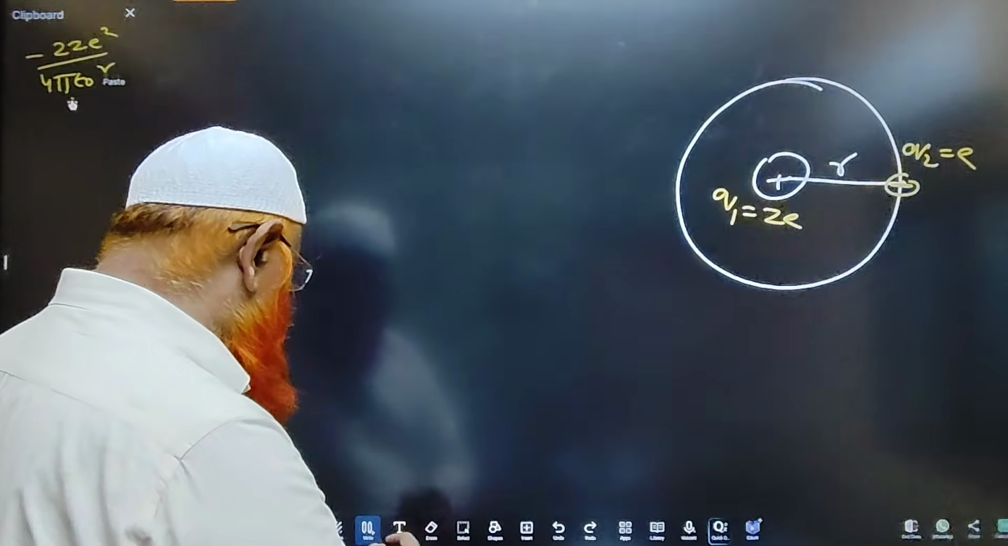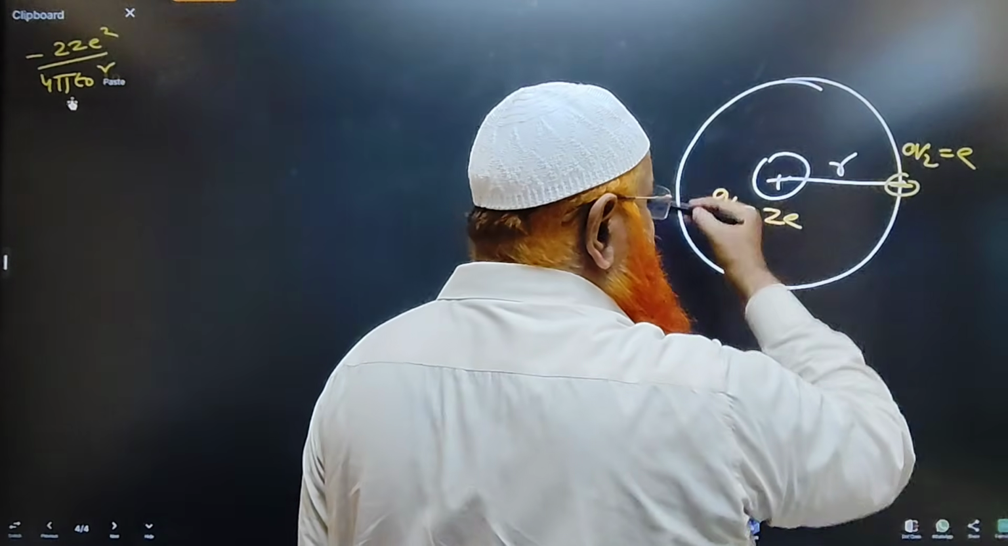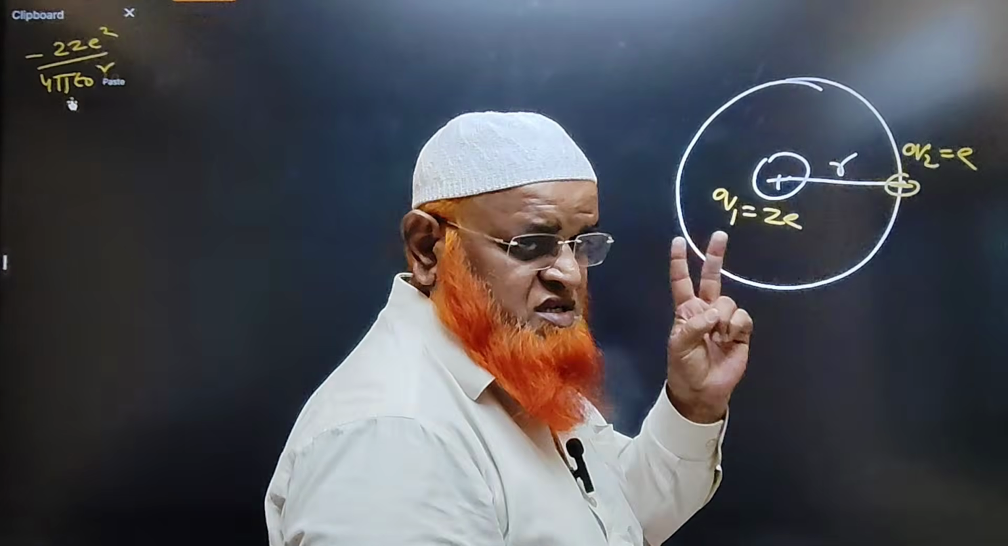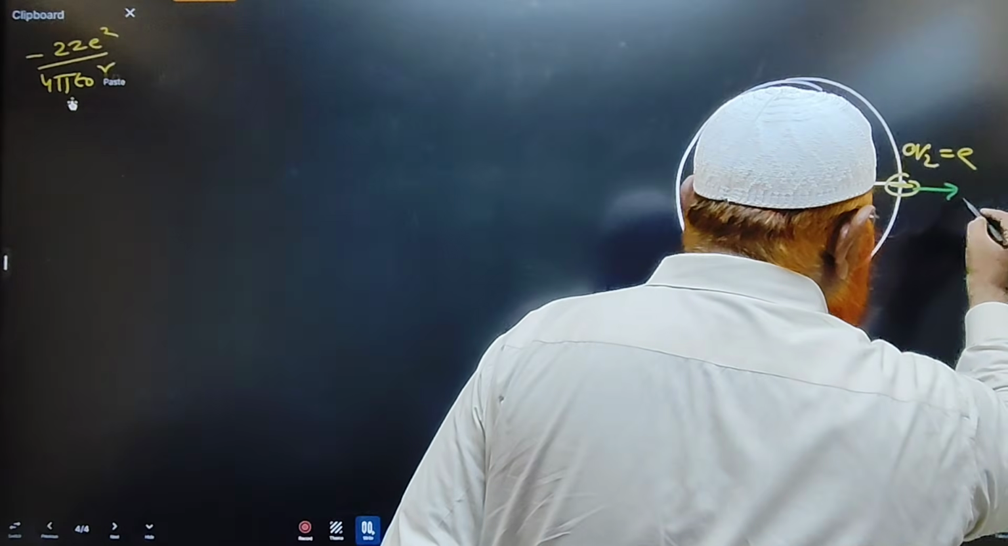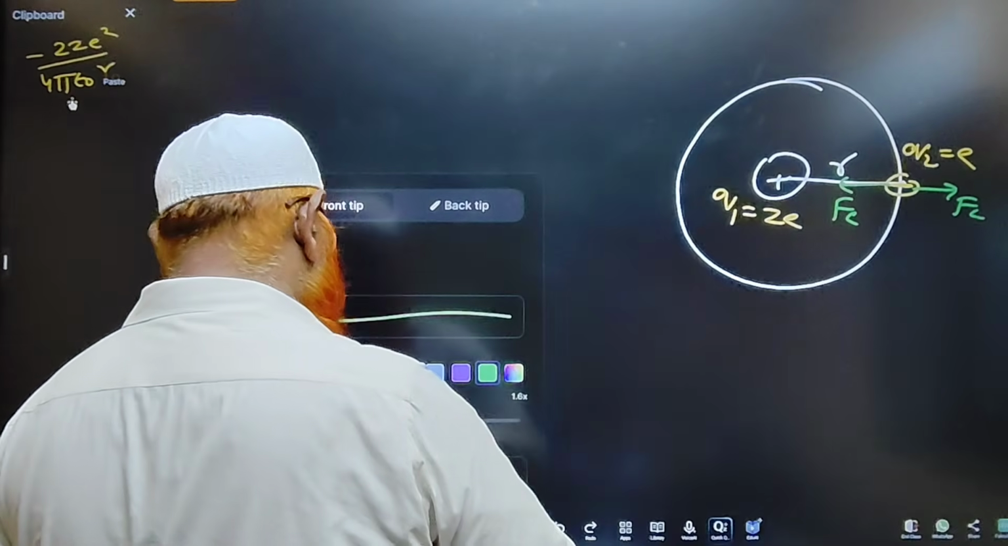So here, what are the forces acting on this? Let us imagine now. Whenever an electron is revolving around an orbit, two forces will act on it. One is called centrifugal force, another is called electrostatic force. Just remember this one.